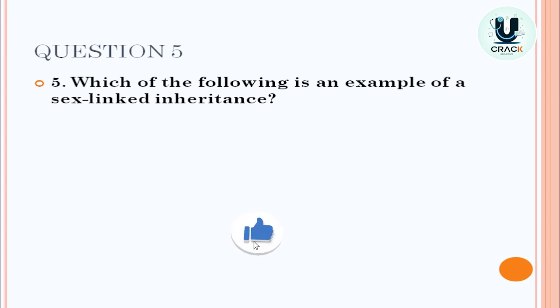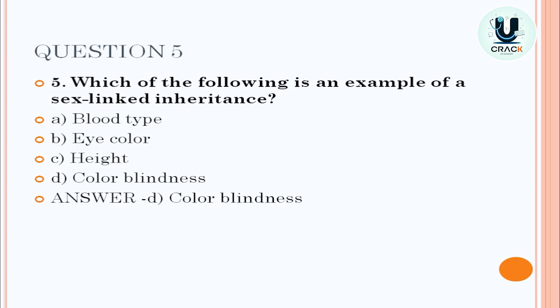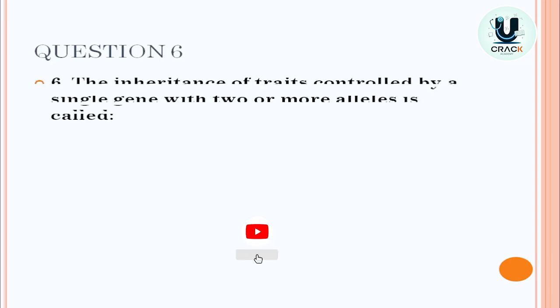Question number 5. Which of the following is an example of sex-linked inheritance? A. Blood type, B. Eye color, C. Height, D. Color blindness. Answer D, color blindness.